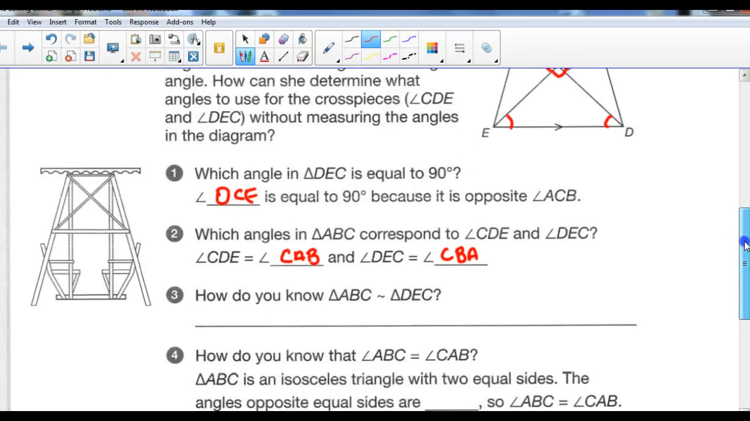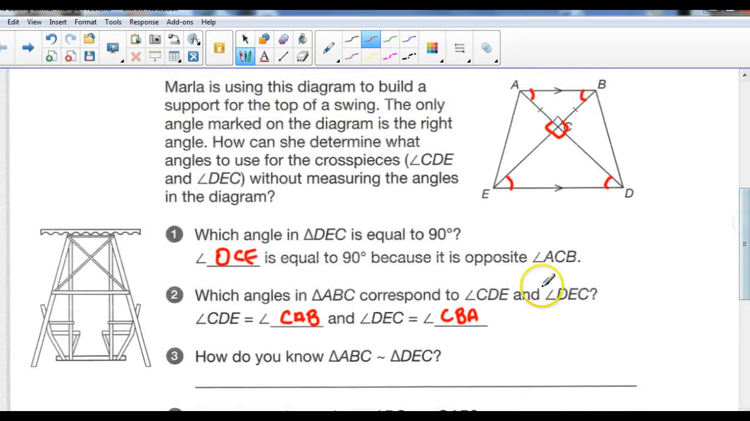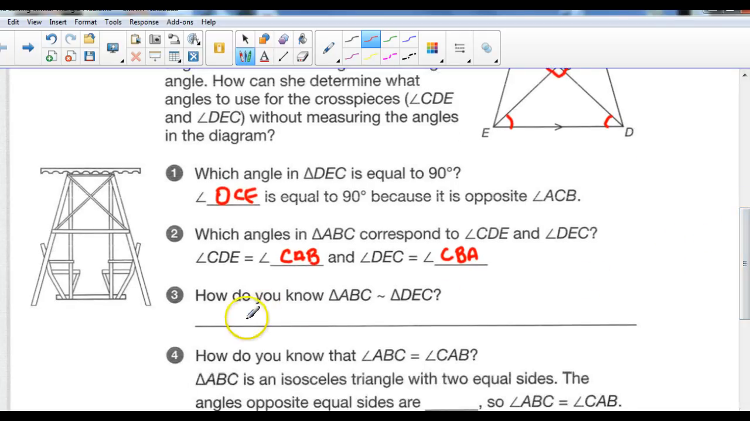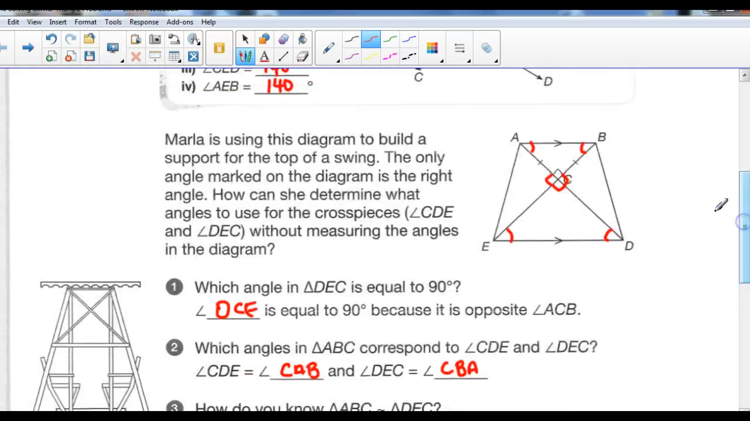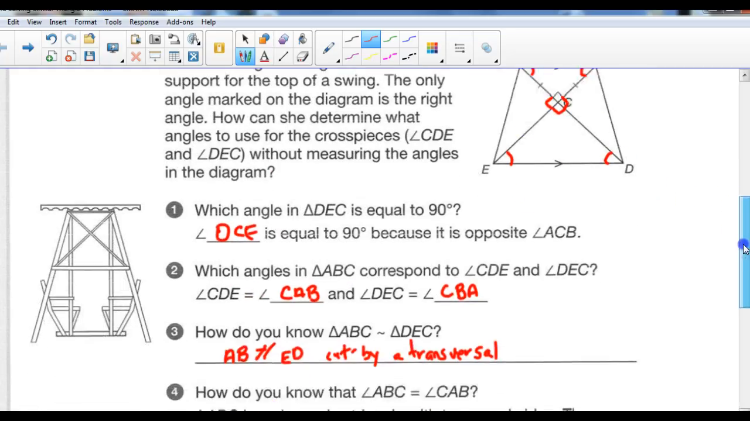How do you know triangle ABC is similar to DEC? Because the angles are the same. And how do I know the angles are the same? Because I have line segment AB parallel to line segment ED, and they're cut by a transversal. And from the previous chapters, we know that if we have two parallel lines cut by a transversal, then we know which angles are the same and which angles are equal to each other.